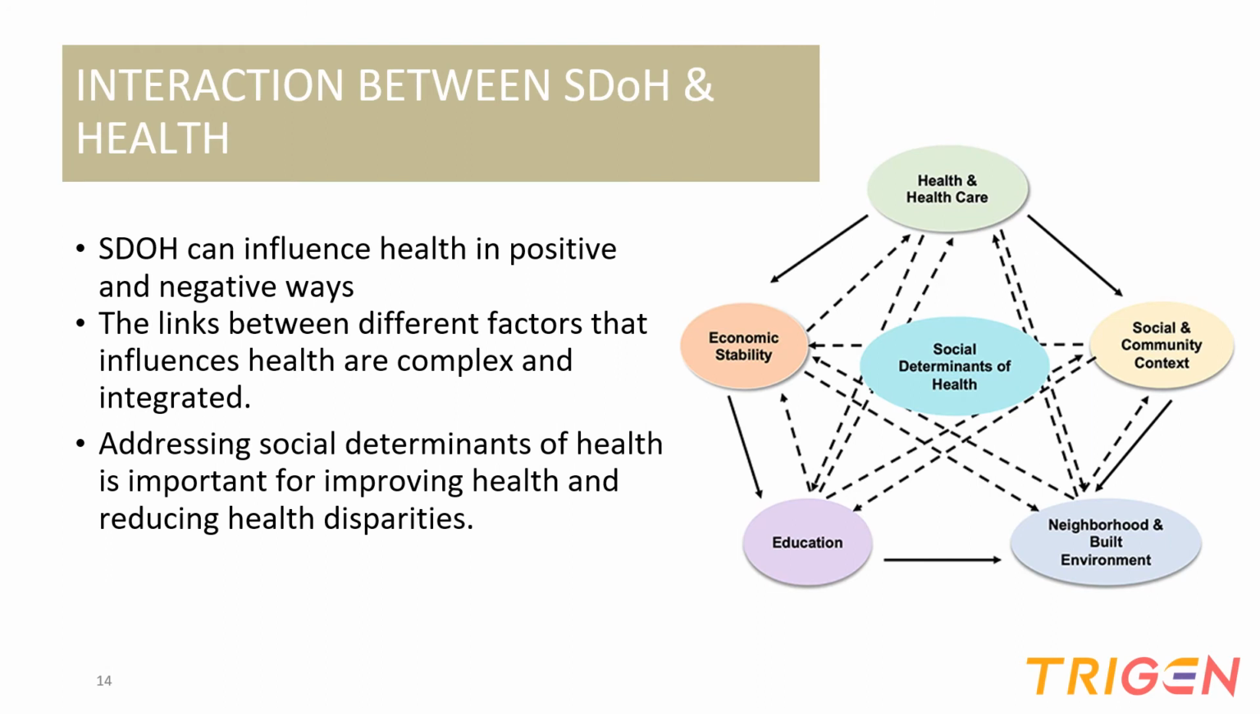Based on the examples listed previously, we can see the interaction between various social determinants of health as well as their impact on our health. Social determinants of health can influence health in positive and negative ways. The links between different factors that influence health are complex and integrated. Addressing social determinants of health is important for improving health and reducing health disparities.